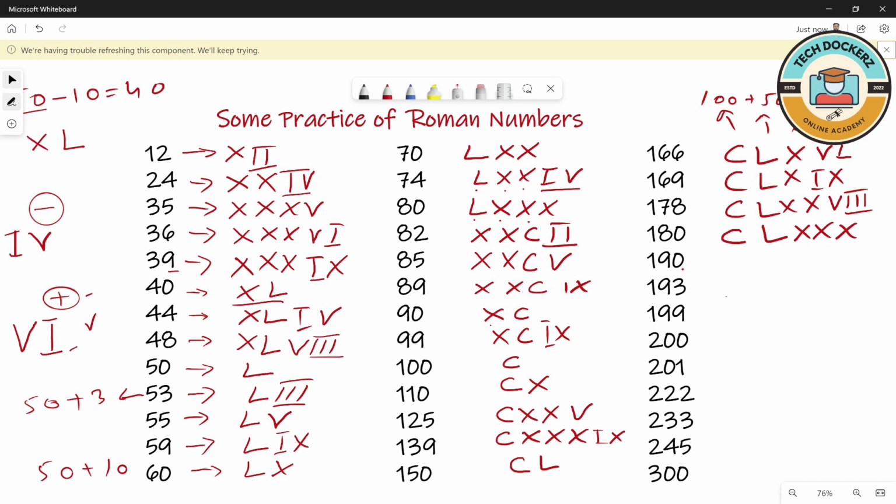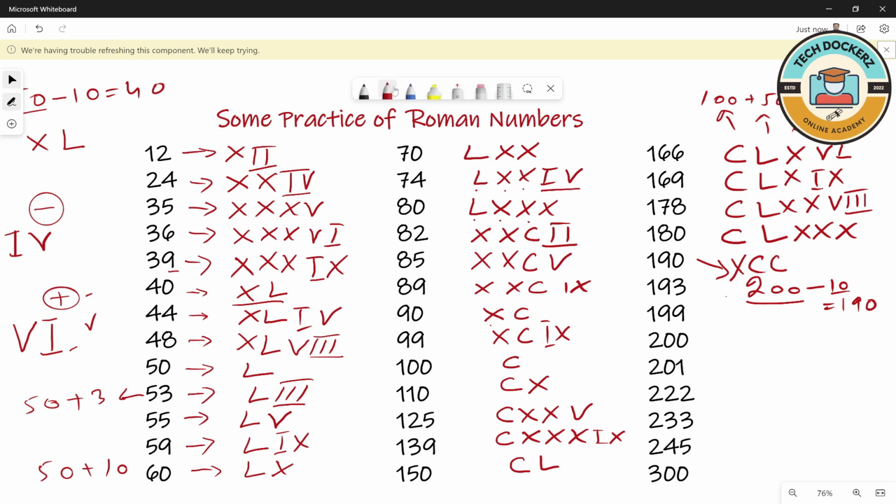How can we write 190? To write 190, we know we can write 200 minus 10, which will be 190. Correct? So how can we write 200? CC, 2 times. All right. Now we need to do minus 10. So will the minus 10 come after CC or before CC? As we learned, the smaller value comes before the bigger value, so it will behave like subtraction. So XCC represents 190. All right.